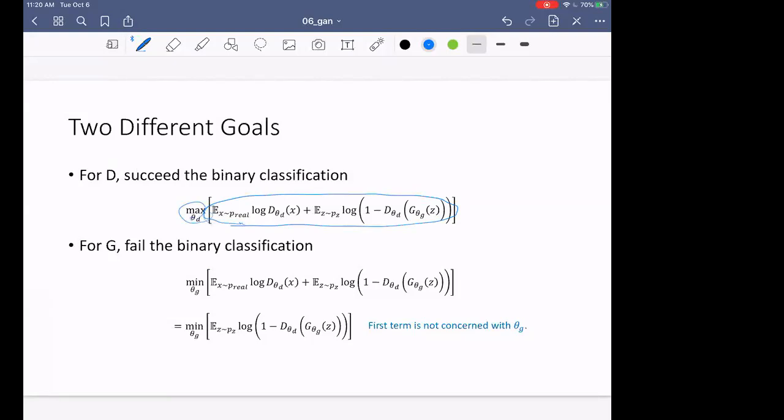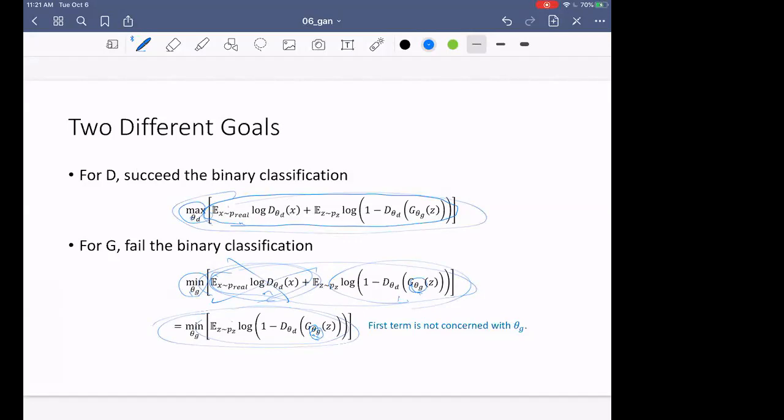And for G, you want to fail. You want the binary classification to fail, so you do min. You want to minimize this whole term, so you want to learn the theta G value such that it minimizes the entire binary classification term. Note that there are two terms here, and only the second term is concerned with theta G. In the first term, there is no theta G, so you can completely forget about the first term and you're only left with the term that is relevant to theta G. So two terms, a term for D and a term for G, and then you have the two objective functions that you want to train.